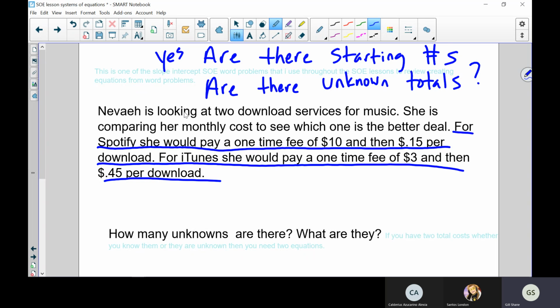That's really the question. So are there totals? No, there are going to be totals, right? But we don't know what they are. The total is going to be how much is she going to pay? How much is she going to pay total with Spotify? How much is she going to pay total with iTunes?